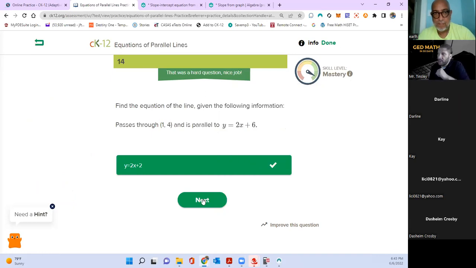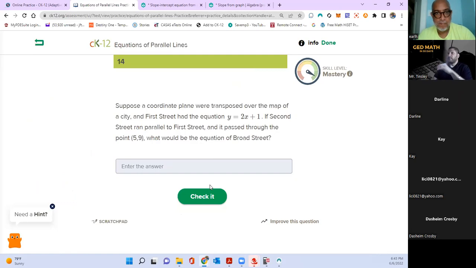Okay, so let's try another one that's parallel. Now, look at this. This is a word problem. This is what I'm trying to demonstrate. People always say, I hate word problems. Well, the best way to defeat word problems is to battle word problems, to practice, practice, practice. Now look at this long paragraph. Suppose a coordinate plane were transposed over the map of a city and First Street had an equation of y equals 2x plus 1. If Second Street ran parallel to First Street and it passed through (5, 9), what would be the equation of Second Street?